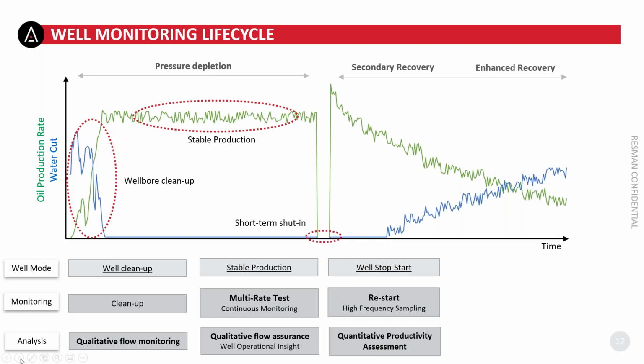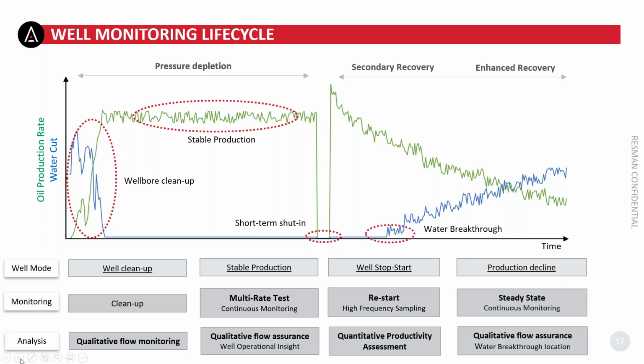Then we have a restart. And in this restart, we can actually quantitatively assess the productivity of the well. That restart is often carried out after a temporary shut-in of the well, when we will create the transient conditions for applying the FluShot model, which is an in-house model that is developed by Resman and helps us to quantify how much is produced in each individual zone.